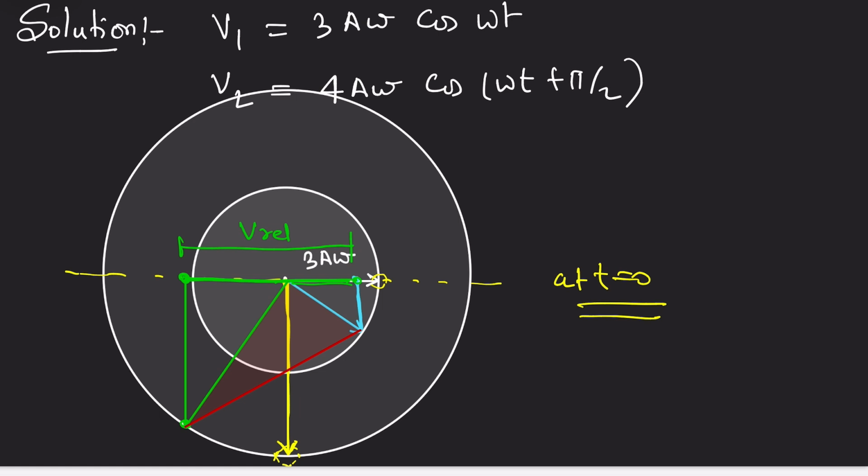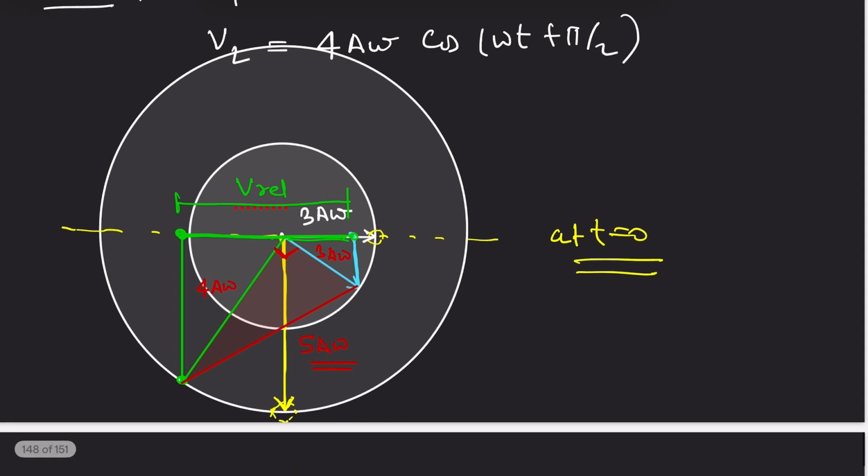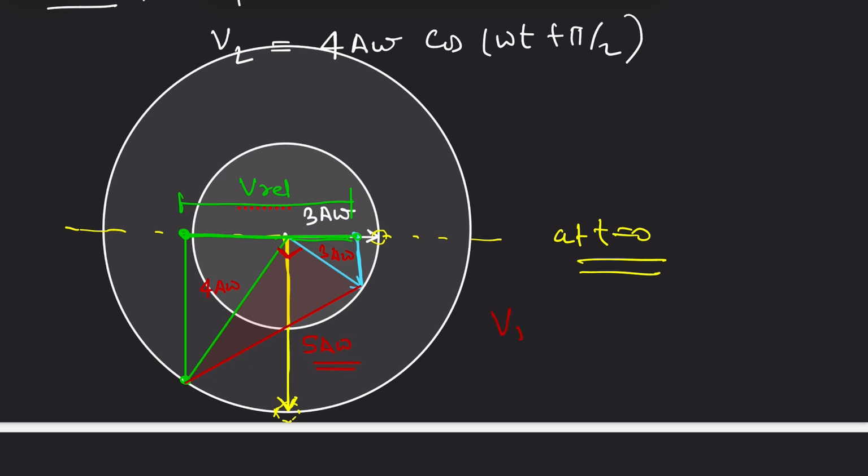Here we can get, if you see, this is 4a omega, this is 3a omega. Both are pi by 2 ahead, so the angle between them will be pi by 2. So this is a right angle triangle that is getting formed. Okay, this is a right angle triangle which is getting formed. So this will be 5a omega. Is this or not? So it means the maximum relative velocity v relative max is going to be nothing but 5a omega.